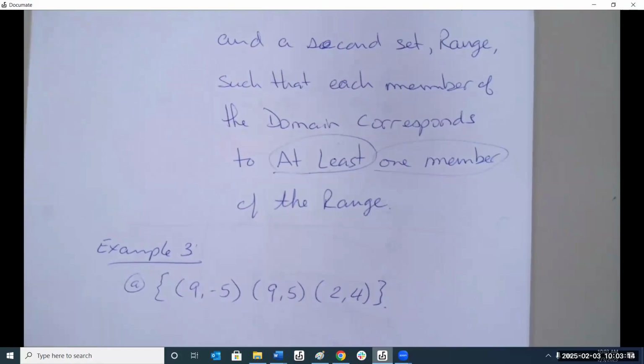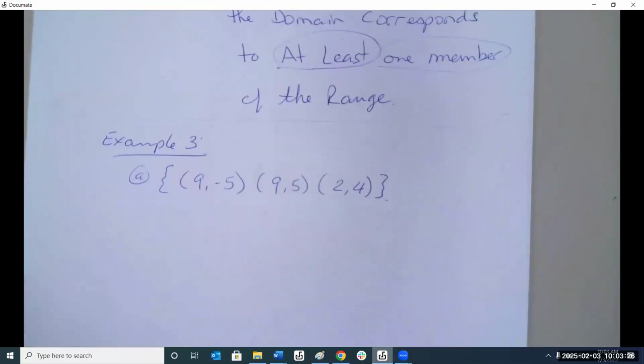Is this asking for a relation? Determine whether each of the following relations is a function. Identify the domain and range. So is this a function? If so, tell me the domain and range.